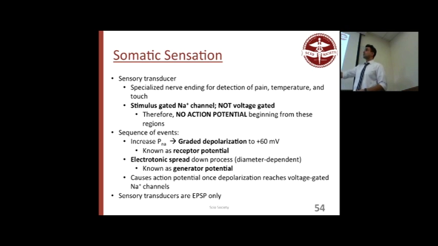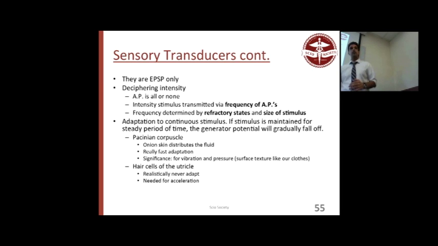Okay, so that means that if you keep a stimulus pressed for long enough, you can get a depolarization that stays long enough in the cell to cause another action potential to happen. Therefore, a stimulus can have the frequency of action potentials dictating its intensity, because we know action potentials are all or none. So the only way to code intensity is through the frequency of action potentials. Okay. So sensory potentials are EPSP only, so only going to be positive. Deciphering intensity is done by action potential frequency, not amplitude.